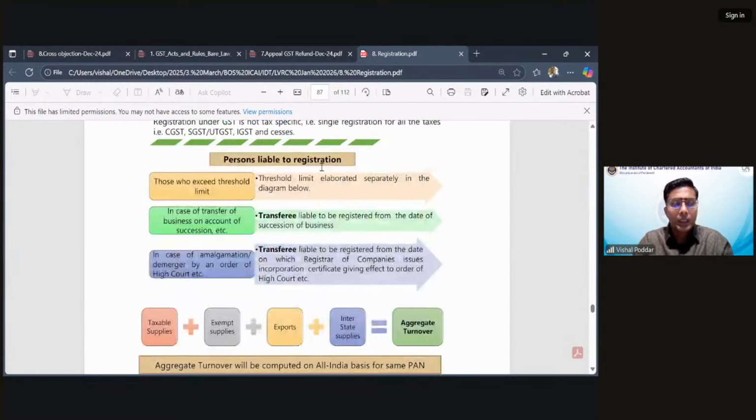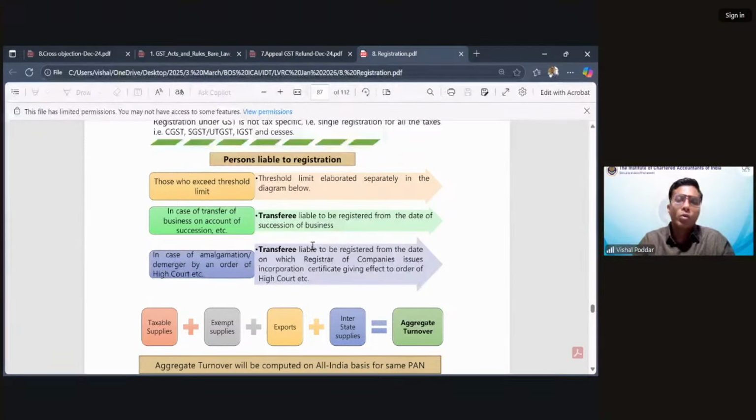Okay. Now coming to who all are liable to register. Broadly, there are 2 categories of persons who are liable to register. One is section 22 and the other is section 24. Now 22 depends majorly upon the threshold. The one who crosses the threshold has to get registered. This is what 22 says.